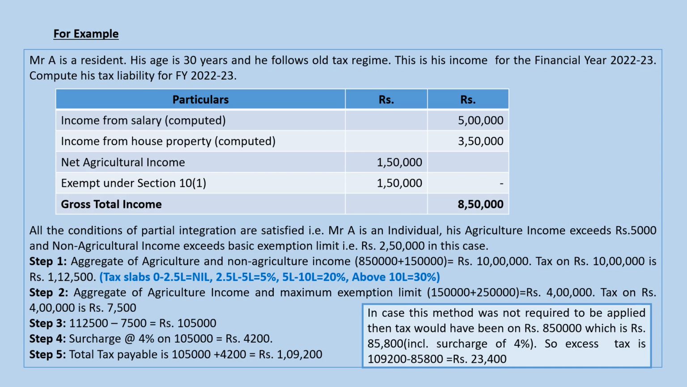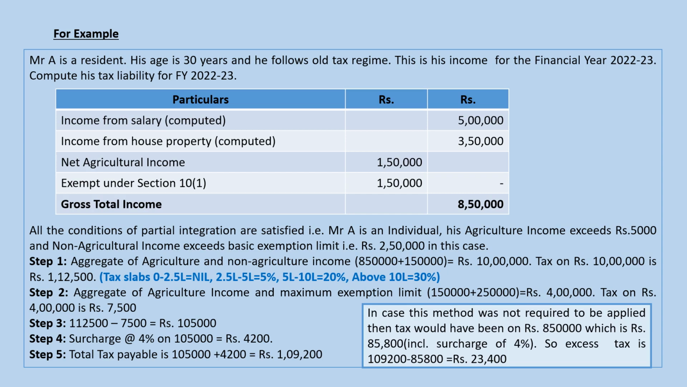All the conditions of partial integration are satisfied. That is, Mr. A is an individual, his agricultural income exceeds rupees 5,000 and his non-agricultural income exceeds the basic exemption limit, that is 2,50,000 in this case. Now first you have to take the aggregate of agricultural and non-agricultural income. In this case it is 10 lakhs. You have to calculate the tax on 10 lakhs based on the current slabs. The slabs I have mentioned also. The tax liability comes to 1,12,500.